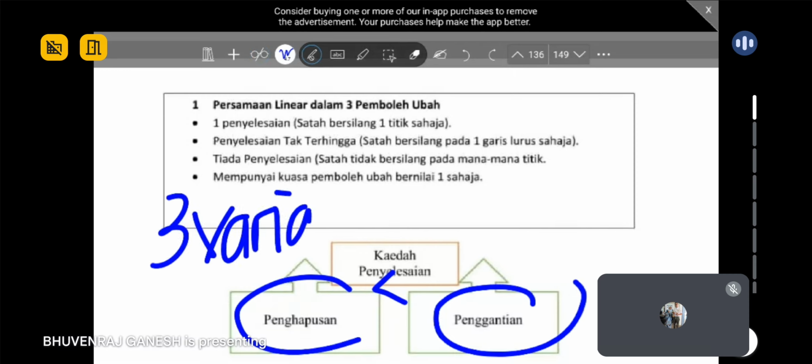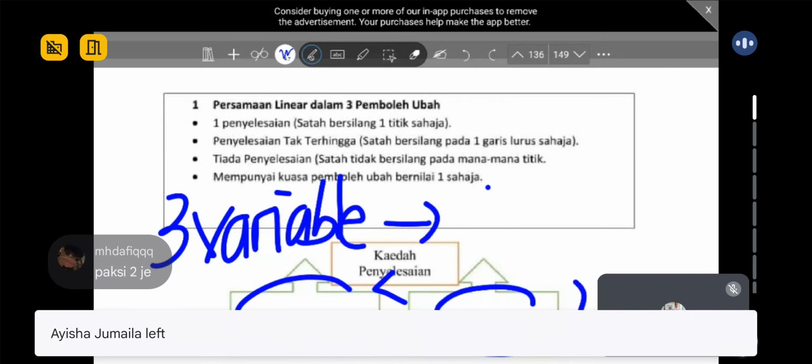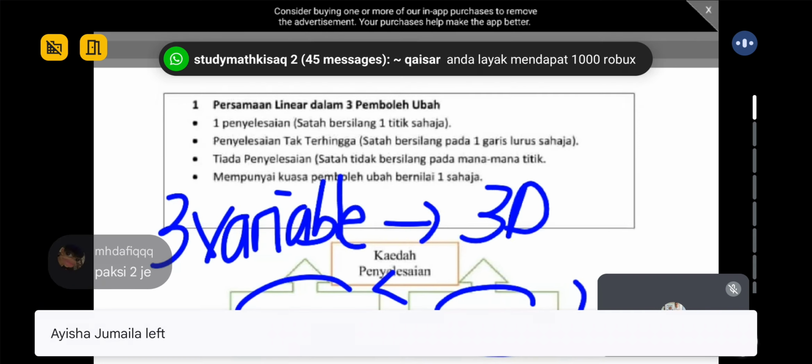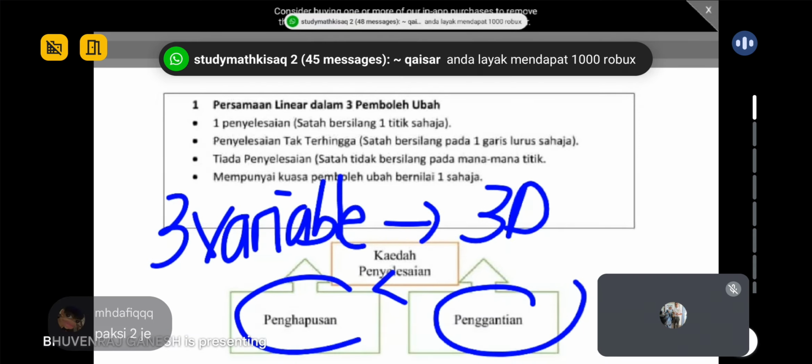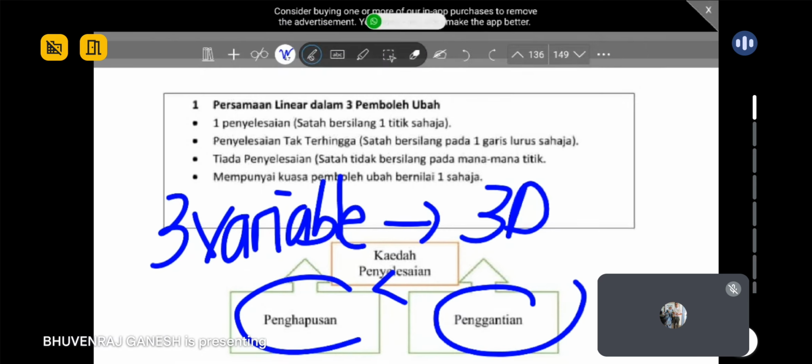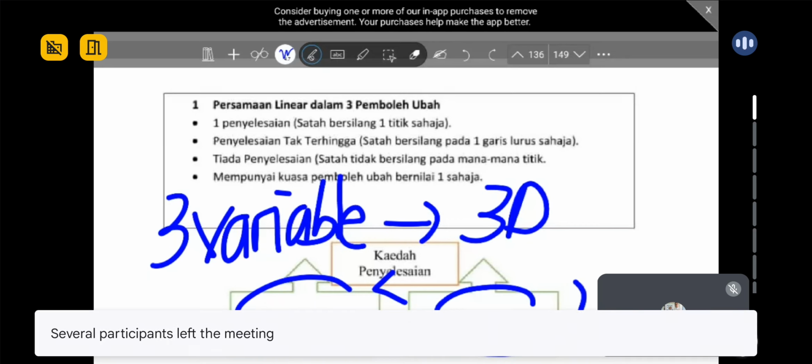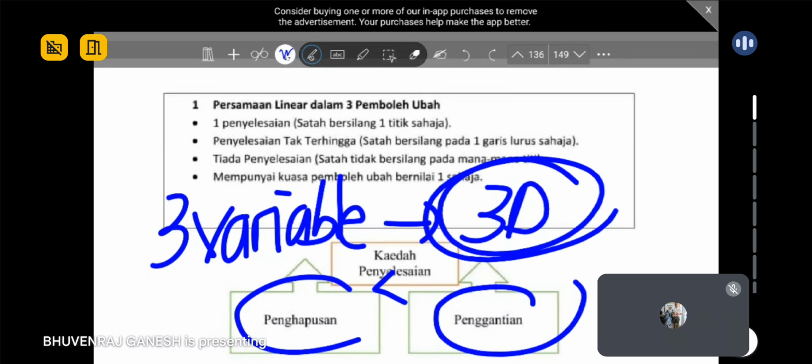Guys, you must understand, when you have 3 variables, bila ada 3 pemboleh ubah, maksudnya kamu ada bentuk 3 dimensi. 3 variables means 3 dimensions. 2 variables means 2 dimensions. Understand or not, guys? Bentuk 3D kamu boleh lukis tak, guys? Atas paksi. Tak pernah belajar kan? I don't think you all learned how to draw 3D.